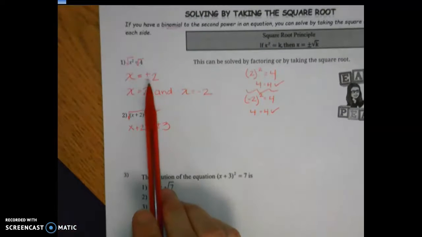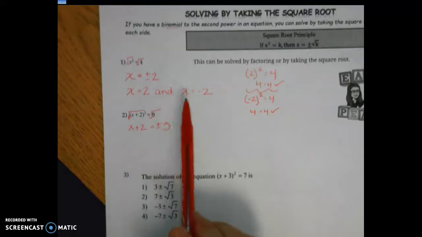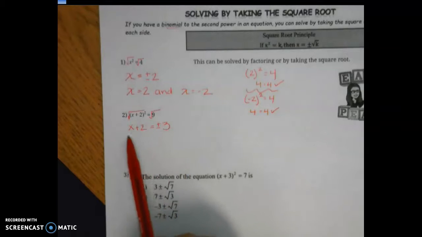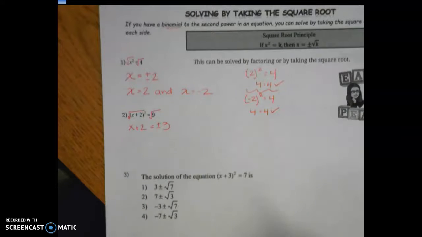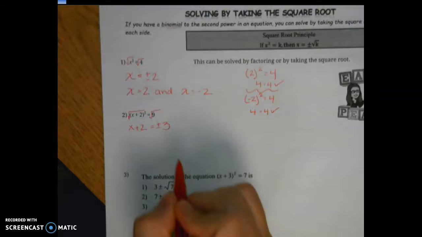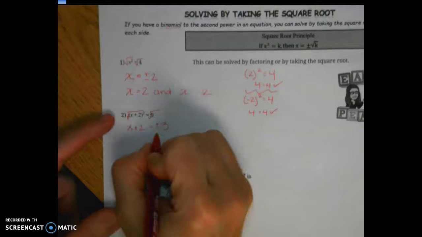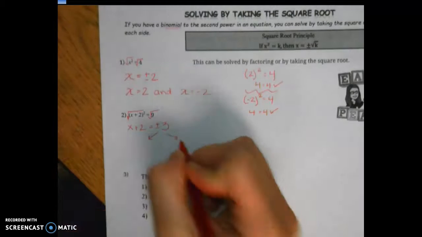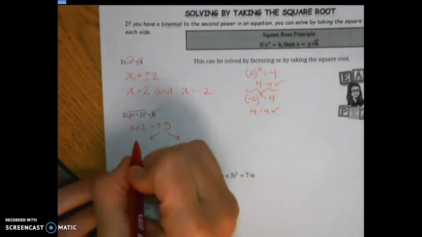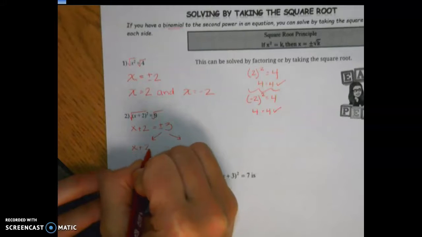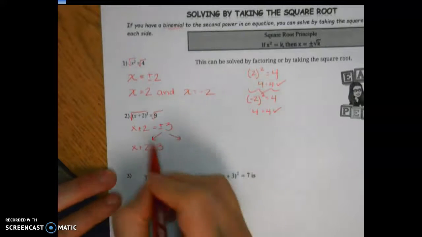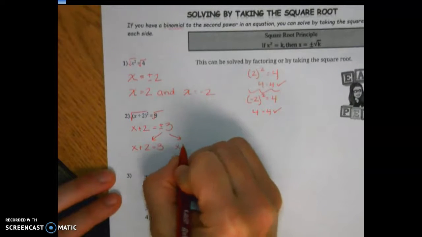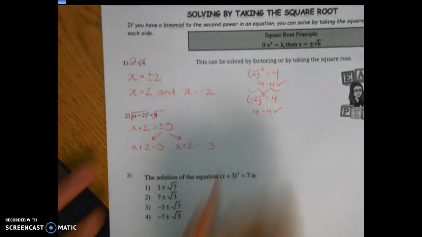Up here we just had a positive negative number, so those were our 2 answers. Here we have an expression is equal to positive and negative. So what we have to do is take that positive and negative 3, and split it up into 2 separate equations. I'm going to set this up as x plus 2 equals 3. And I'm also going to set up an equation that says x plus 2 equals negative 3.